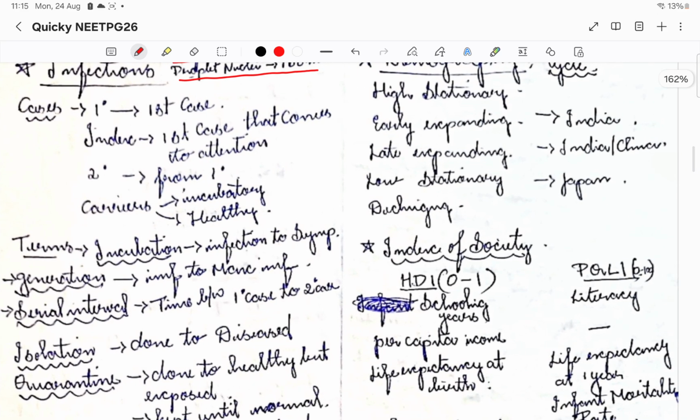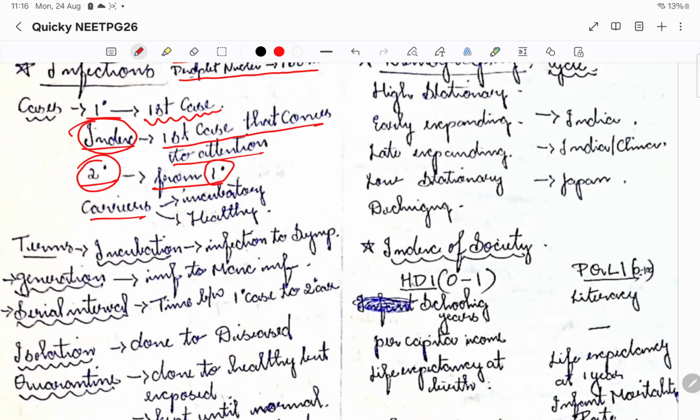In cases, there are primary case, index case, secondary case and carrier cases, okay. So primary case is the first case, okay. So for example, COVID happened in China, right? So the first case that happened was the primary case, okay. Then the index case is the first case that came to the attention. Like we still don't know exactly who that person was that first contracted the disease, but we know which was the first person that came into the hospital. So that was the index case, okay. That is the thing. Then coming to secondary case, whoever developed the disease from the primary case was the secondary case.